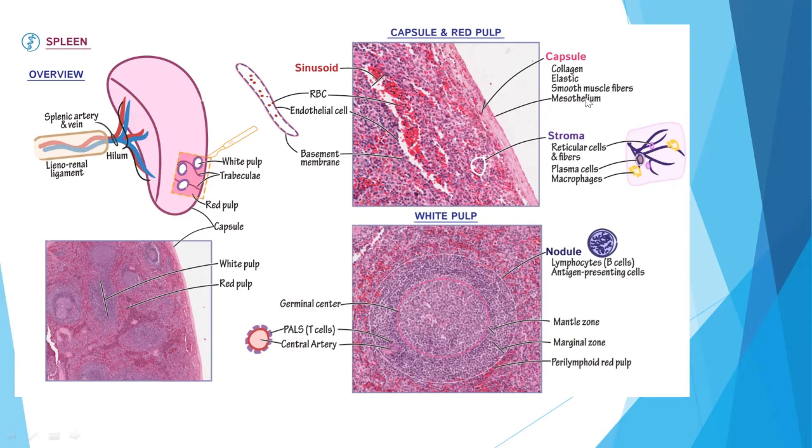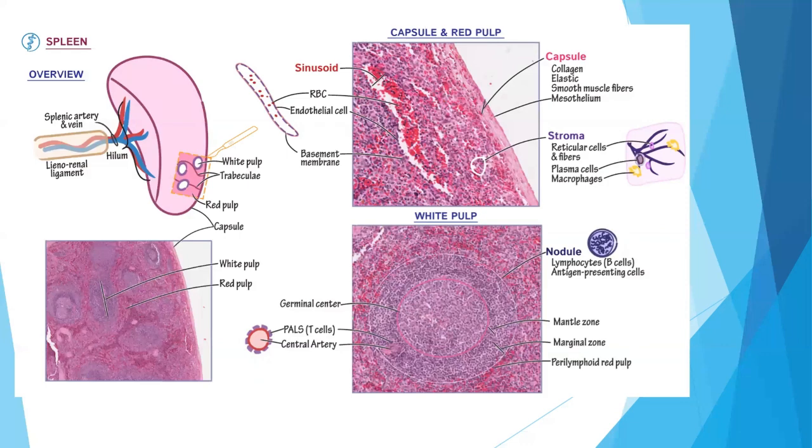There is the capsule, which is made of collagen, elastic and smooth muscle fibers, and mesothelium, and there is the stroma. The stroma contains the reticular cells and fibers. The white pulp contains nodules containing lymphocytes and antigen-presenting cells, and then there is the mantle zone, marginal zone, and this one is the perilymphoid red pulp. The germinal center is there, and again we have the T cells and the central artery inside the white pulp. So the histology is somewhat important for the spleen.